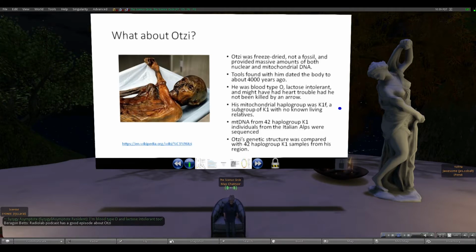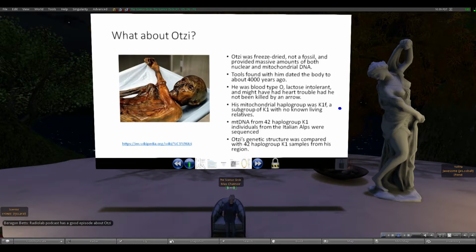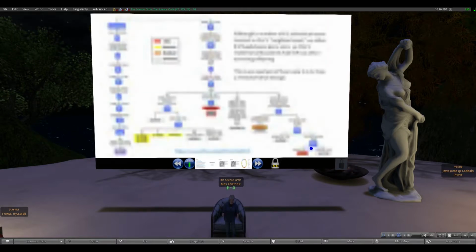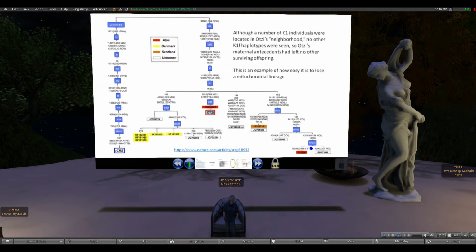So they thought, well, maybe somewhere in the region that Otzi was discovered, we might find some living relatives. And so they collected mitochondria from a bunch of people in that region around the Italian Alps. So those mitochondria were all sequenced, and Otzi's genetic structure was compared with all of those. So these are the neighborhood haplogroups.